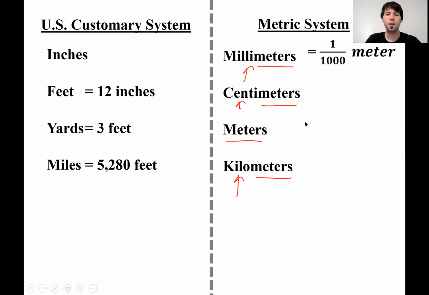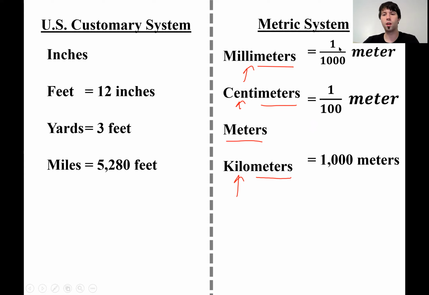Anyway, so here's some conversions for the metric system. 1 millimeter is equal to 1/1000th of a meter. 1 centimeter is 1/100th of a meter. And a kilometer is 1,000 meters. You see that these are all multiples of 10. There's no random 12, 3s, 5,280. They're all multiples of 10s. So we always have like 1/100th, 1/10th, 1, 10, 1,000, 10,000. Very easy to convert between.